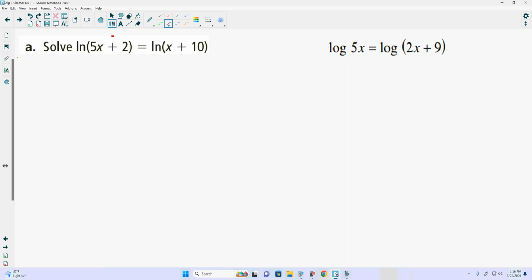Let's look at the next one. ln of 5x plus 2 equals ln of x plus 10. Let's do 5x plus 2 equals x plus 10.